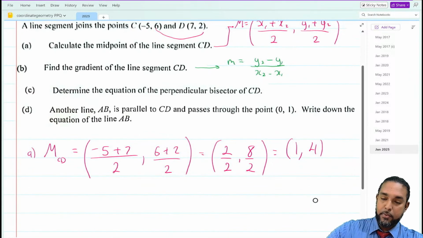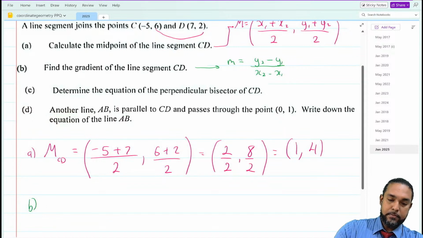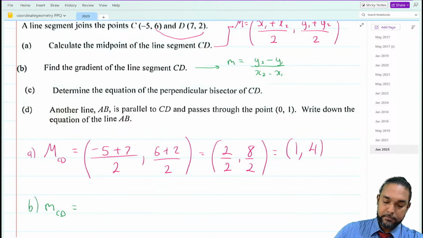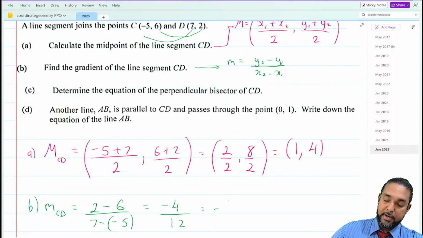Next, they want the gradient of the line segment CD. So we can do y2 minus y1: 2 minus 6 all over x2 minus x1, so 7 minus -5. And when you minus a minus, it becomes a plus. 2 minus 6 is minus 4, 7 plus 5 is 12. So you're correct, you have minus 1/3.